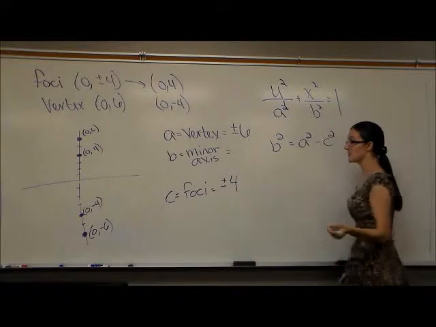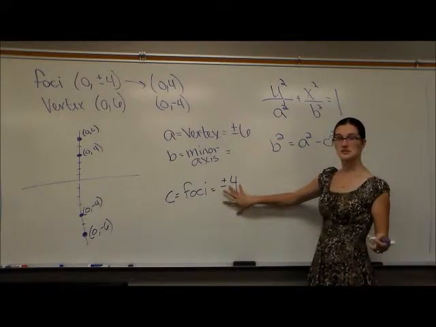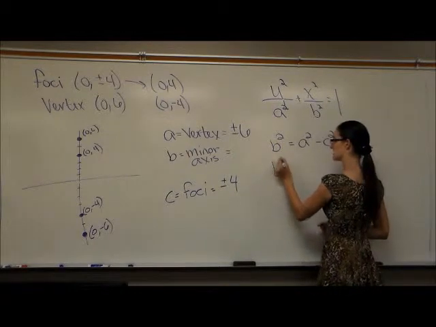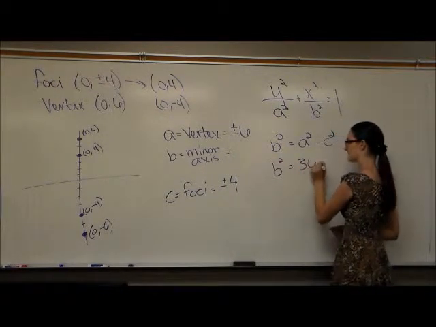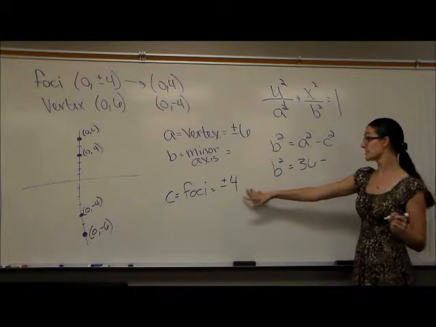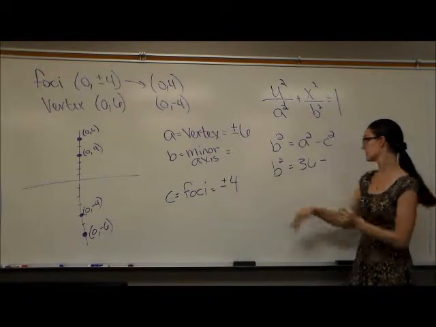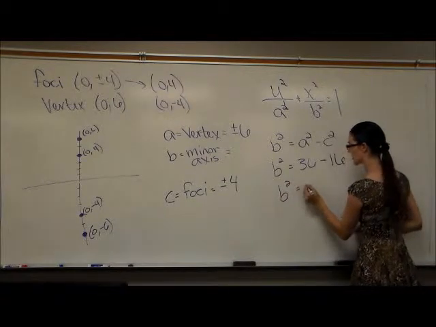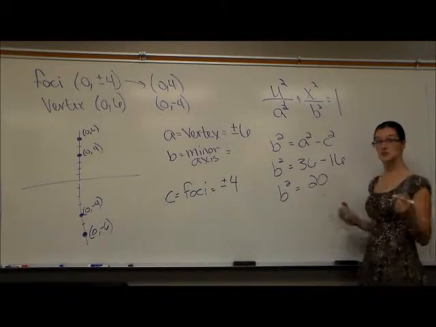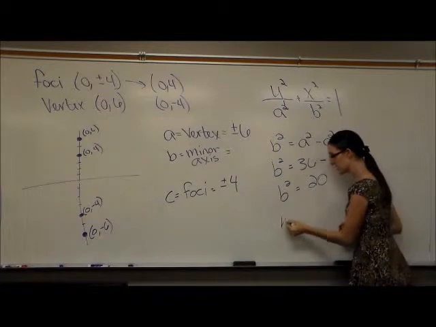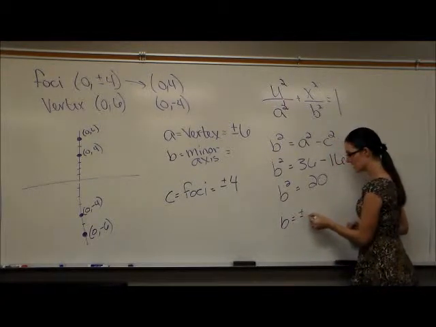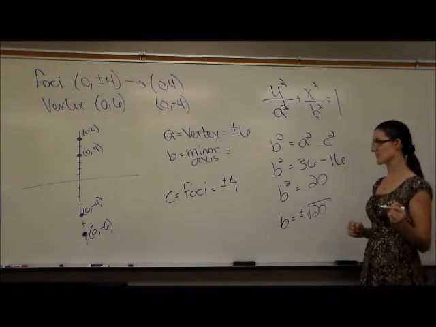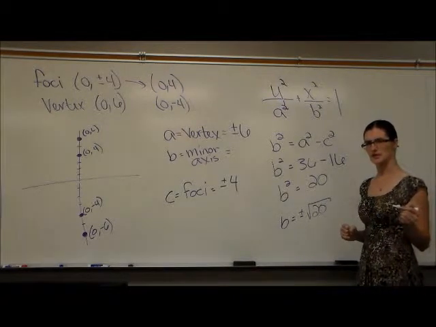For this, we're going to plug in what we know. We know a, we know c. So a is plus or minus 6. If we square that, we get 36. C is plus or minus 4. If we square that, 16. Do the math, b squared equals 20. If you want to solve all the way down for b, you can. You get b equals plus or minus the square root of 20. Just a little bit more complicated to deal with.